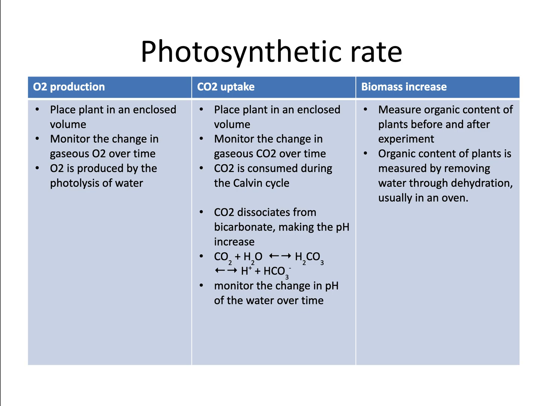You could measure the organic content of plants before and after an experiment. The organic content of plants is usually measured by removing water through dehydration in an oven and then weighing them afterwards. So you know how much is actually not water, but is actually carbon. These are some things you could do if you were interested for an IA when you get to that point, and how you could do it.